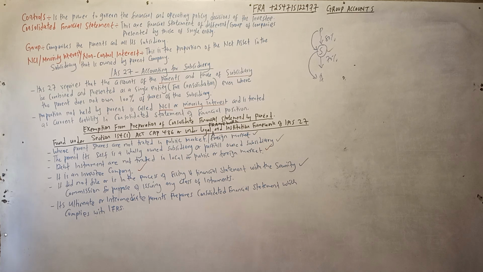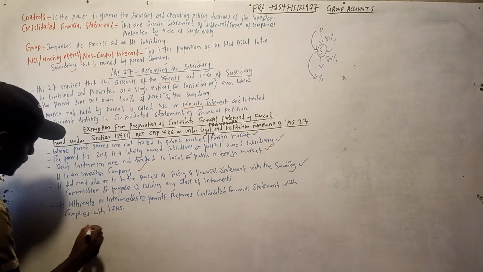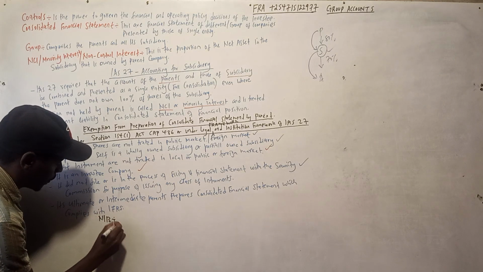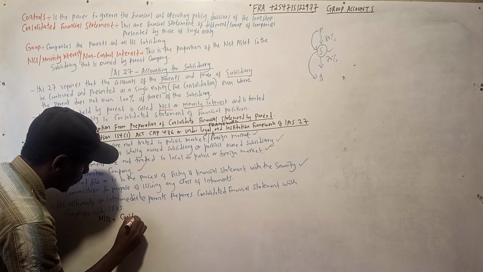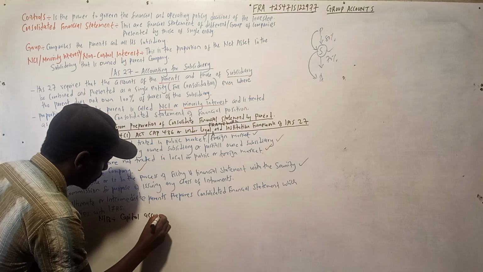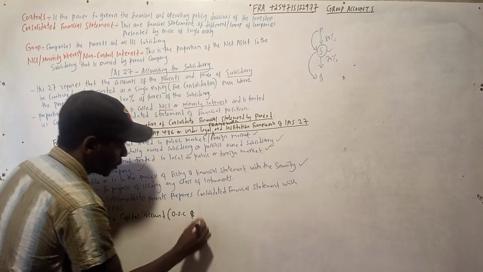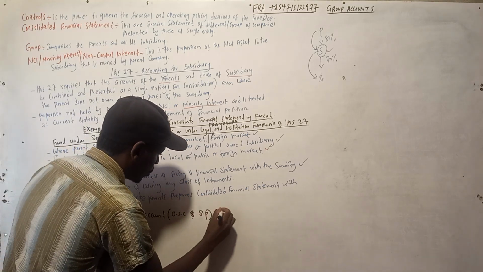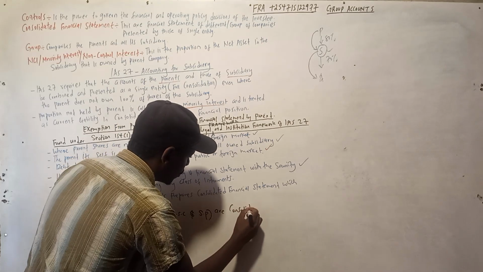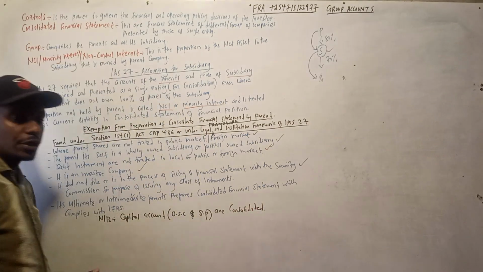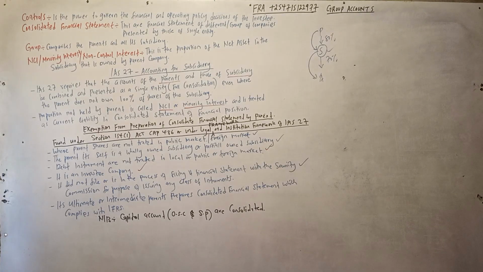NB, you need to know this one. NB, capital account is not consolidated. That is the ordinary share capital, retained earnings and share premium, which are not consolidated. You take the full amount directly to the parent. I think that is all about it. I don't think there is anything that is required.